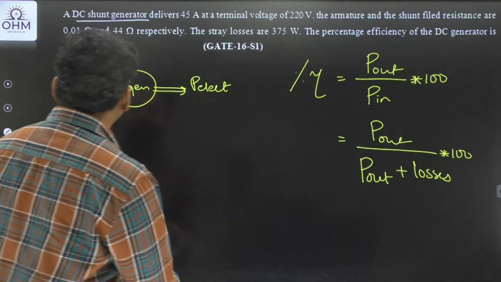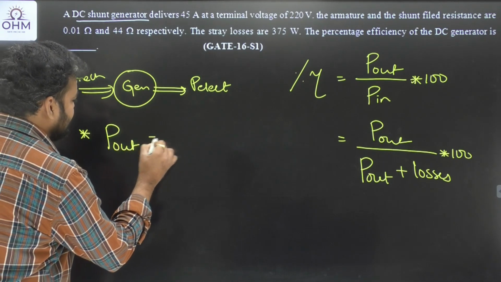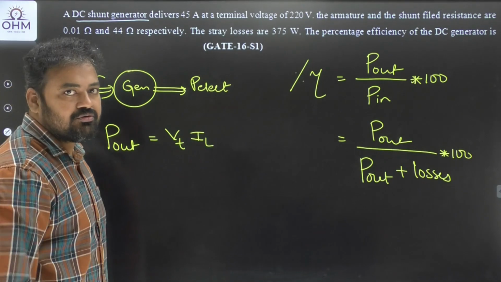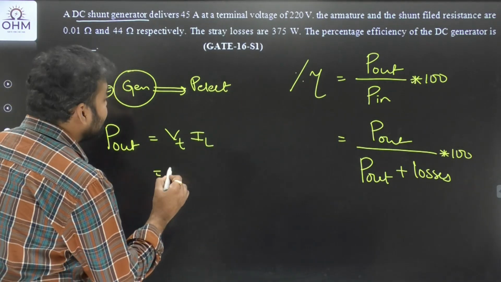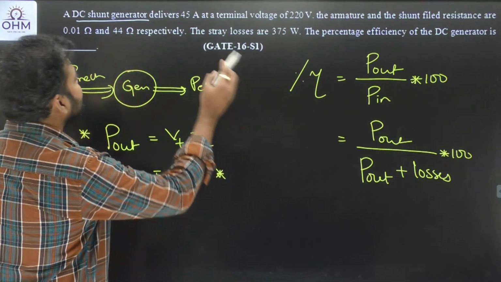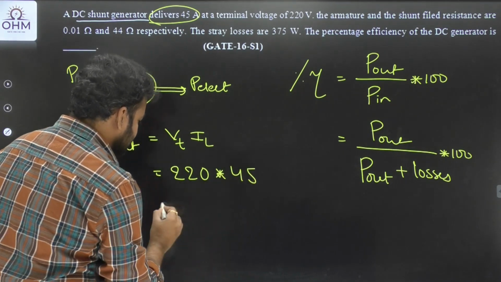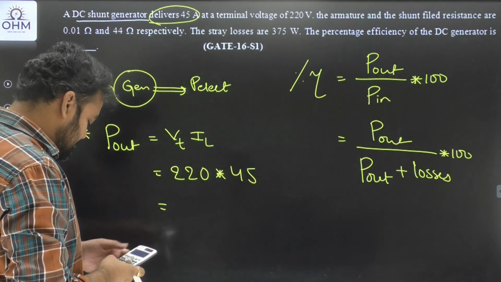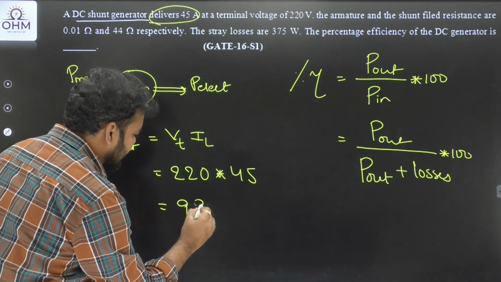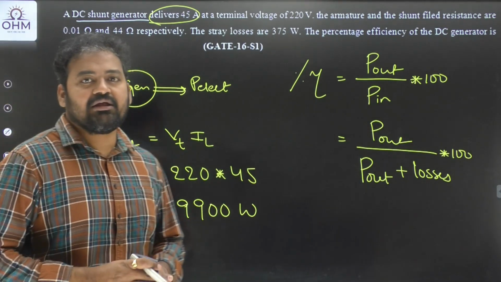What is the formula for output power of a generator? Yes, output power is always equal to Vt into IL. That is the line current delivered to terminals. So what is the terminal voltage given? 220. And what is the current delivered? Yes, this delivered current is nothing but line current 45. So this will give output power. 220 into 45, 9900 watt. I got output power. Now I have to calculate losses.